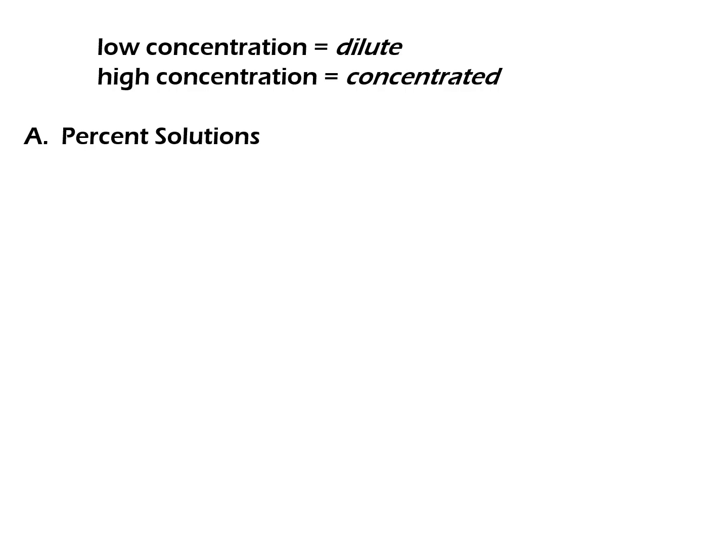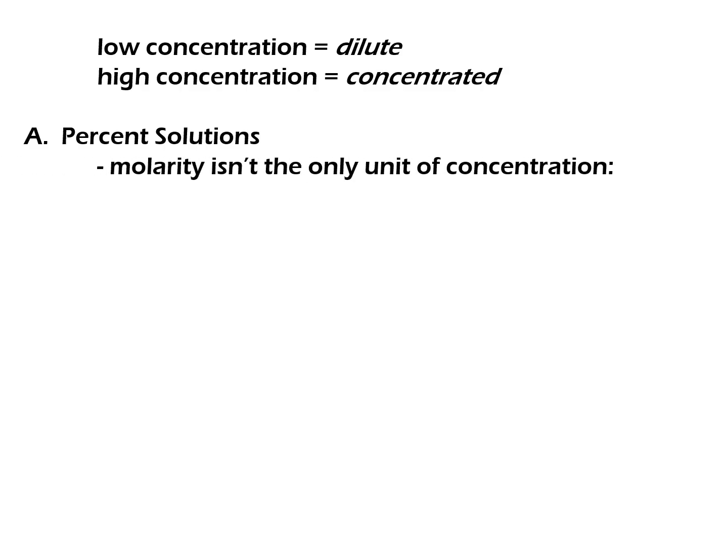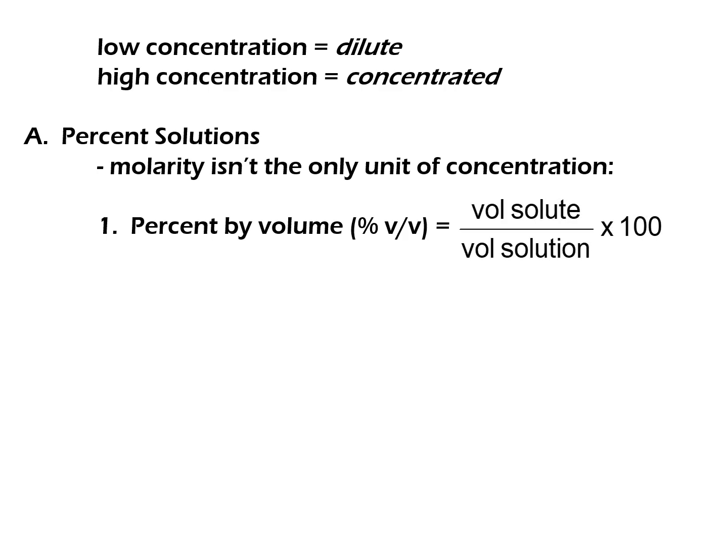So there are quantitative ways of stating the concentration. That's the thing that we're going to spend most of our time on here. One of the ways that we can describe the concentration of a solution quantitatively is by a percentage. For instance, we could do a percent by volume. You notice that the abbreviation is the percent sign and then V over V. So percent by volume is the volume of the solute divided by the volume of the solution times 100, to turn it into a percentage.